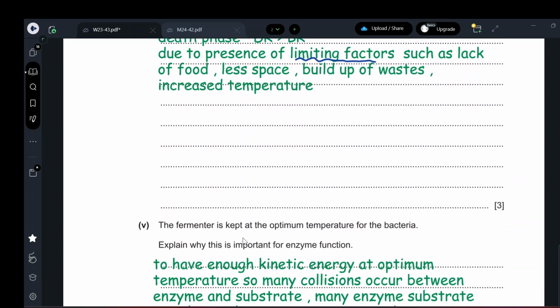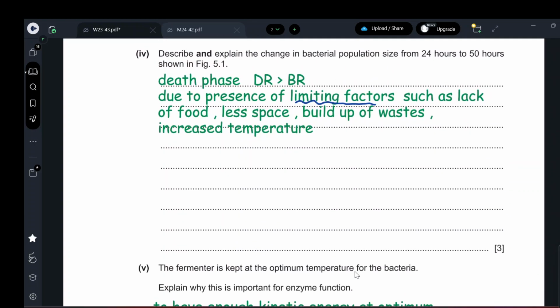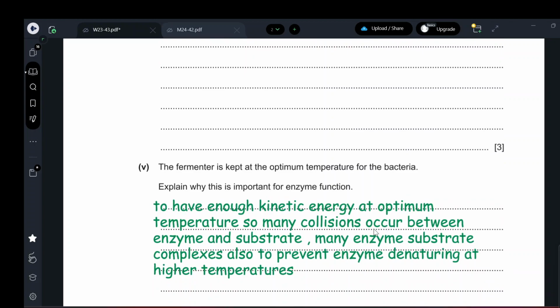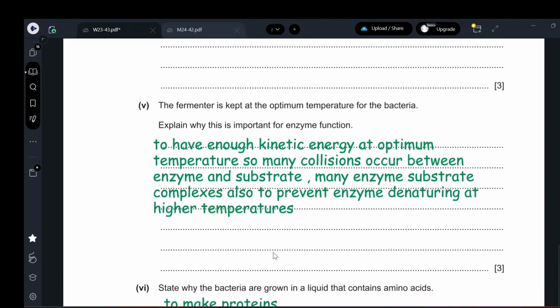Okay, the fermenter is kept at the optimum temperature for the bacteria. Why is this important for enzyme function? We explain why temperature is important: it has to be adjusted to the optimum for maximum enzyme activity, to have enough kinetic energy, so more frequent collisions occur between the enzyme and the substrate. They will form enzyme-substrate complex, and also if the temperature is high, it will denature the enzymes.